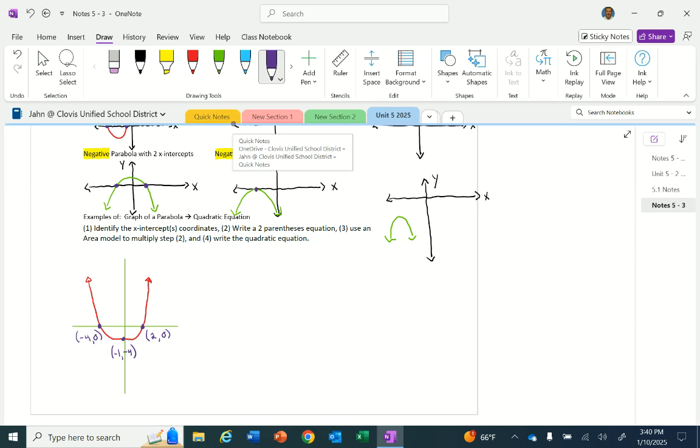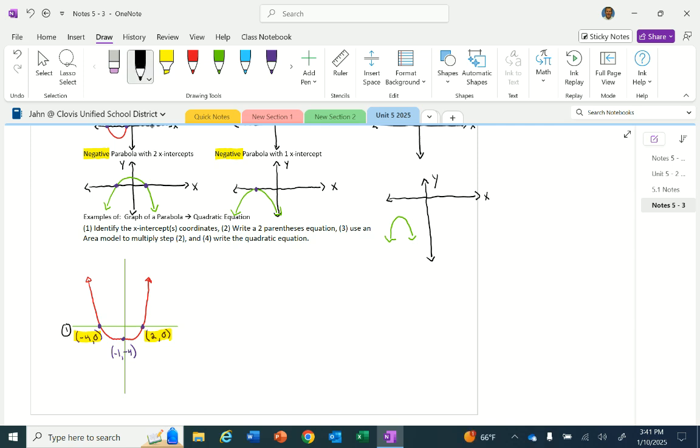Okay, now, what you need to do to write the equation of a graph is identify the x-intercepts. You have to know the coordinates of the x-intercepts: -4, 0, and 2, 0. That's going to be step number 1. The vertex will come into play sometimes, but not all the time. Okay, but you have to identify the coordinates of the x-intercepts. Okay, so that's step number 1.